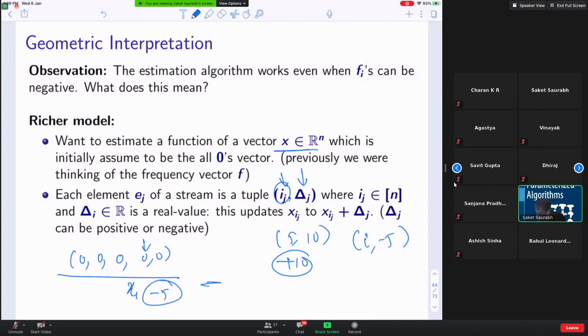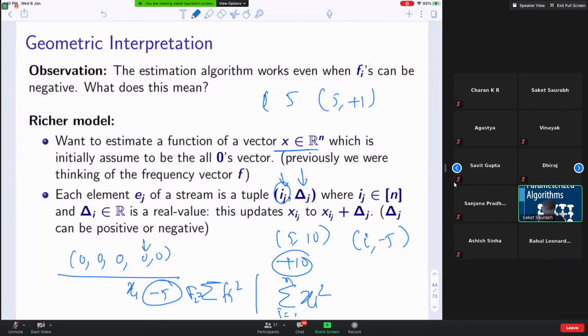Up until now, all we were doing was F2 as the summation of f_i square, but now say I am interested in the summation of x_i square, i equal to 1 to n. We will show that whatever algorithm we just saw, it works. The model we were working in before was: if 5 came, it meant go to the 5th index and increment by plus 1.